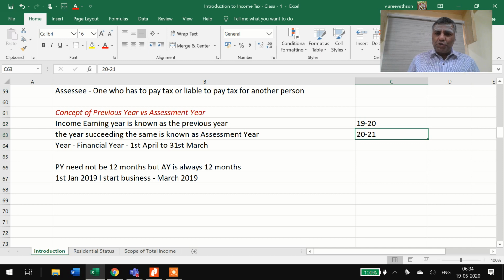So the assessment year will be 1st April 2020 to 31st March 2021. PY and AY as the concept.